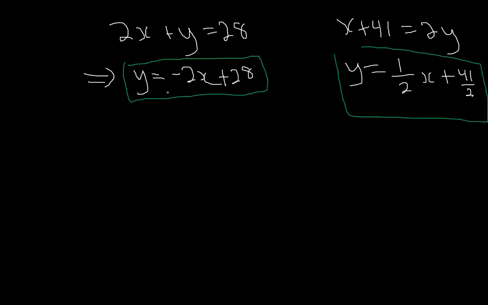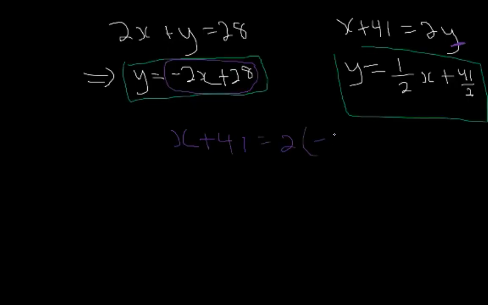So we're looking at this one. This is my value of y, minus 2x plus 28. And wherever I see y in the second equation, so I see y right there, I'm going to replace it with minus 2x plus 28. So this becomes x plus 41 is equal to 2 in brackets minus 2x plus 28.